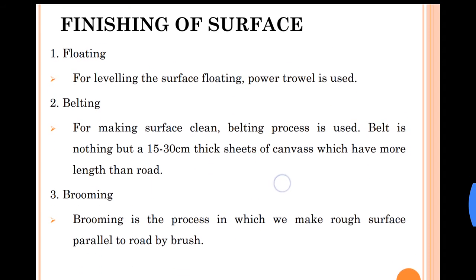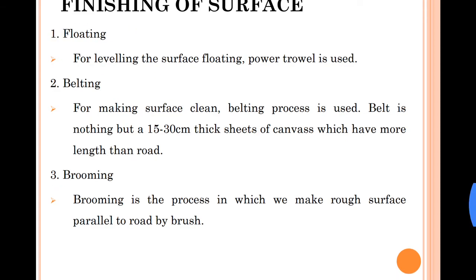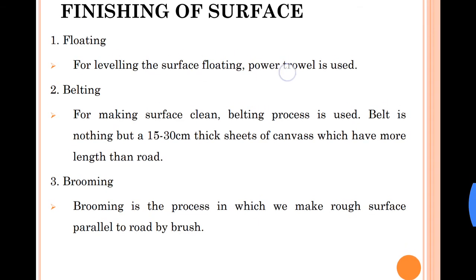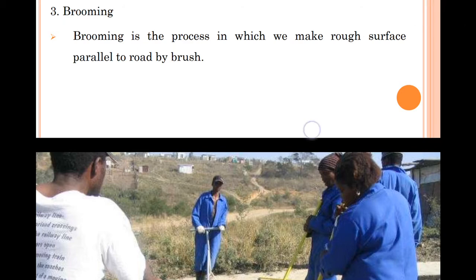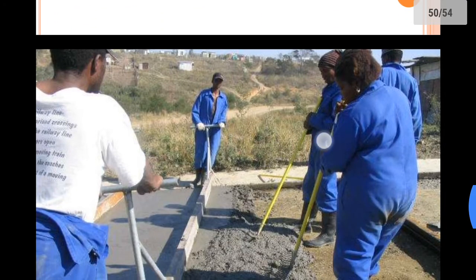Then we have the finishing of the surface. We need to finish the surface evenly and smooth. So in this we have floating, belting and brooming operations. In floating, for leveling the surface, a power trowel is used. So we use the power trowel in order to level the surface. There should be no undulations.